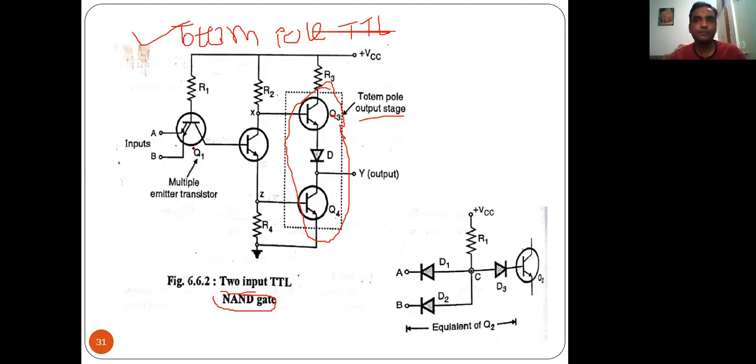This one is very popular and advantageous, so we will take this arrangement and I will explain the TTL NAND gate. Whatever we discussed in the previous slide, same way over here, there is a multiple emitter transistor used as Q1. This is another transistor Q2, this is Q3 and this is Q4. Q1 can be represented like this, as we discussed earlier. The equivalent circuit of Q1 is drawn here, and Q1 is connected with Q2. You can see resistors R1, R2, R3 are connected with the power supply VCC, which is plus 5 volt.